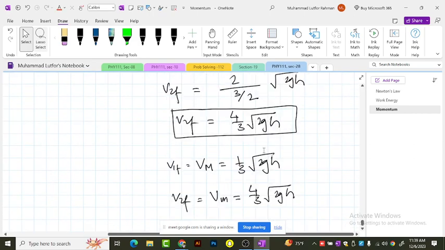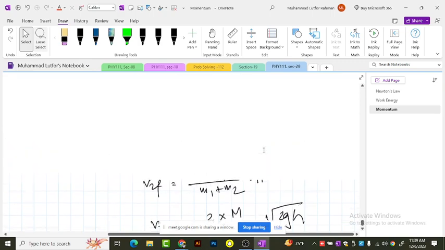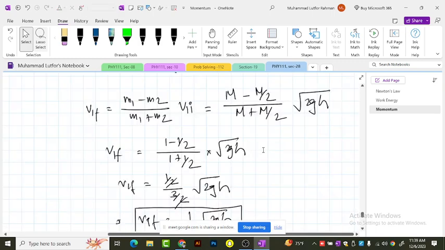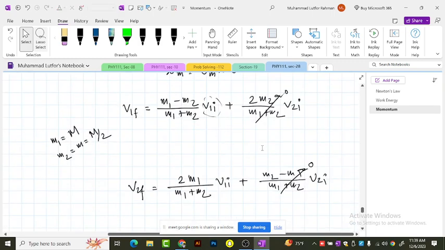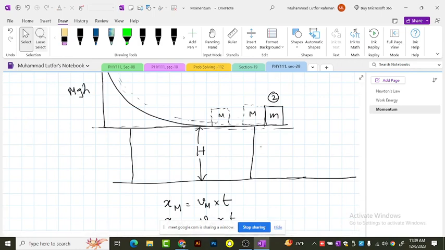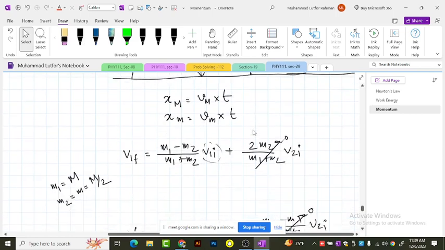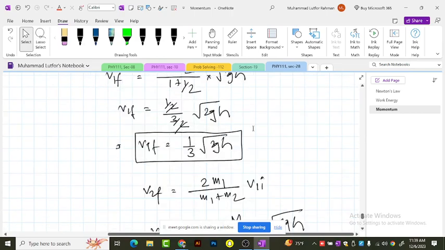Because the velocity is positive, both velocities are positive. Positive means both systems will move towards the forward direction. If you find any velocities v1f and v2f in the negative, then it should bounce back, it will move in the opposite direction.